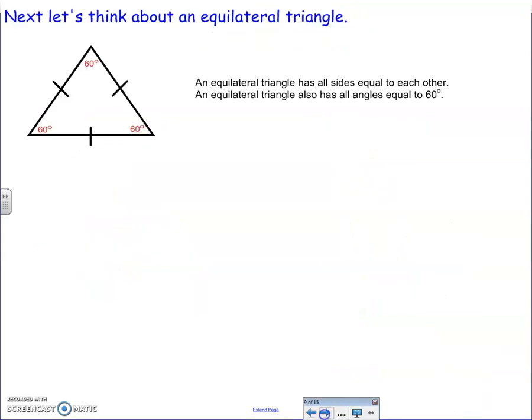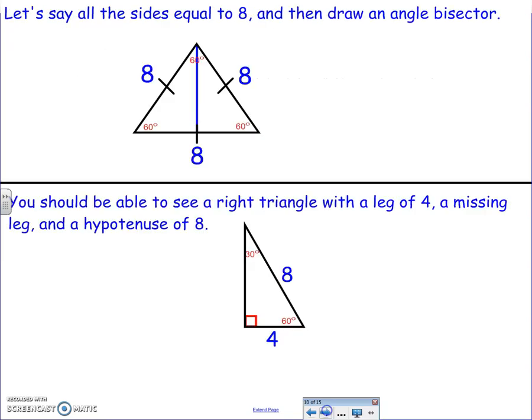Here's the next one. We're going to think about an equilateral triangle. Equilateral triangles have all sides equal to each other and all angles equal to 60 degrees. So there's a little picture with the marks. Let's make all the sides equal 8 and then draw an angle bisector for the top. You should be able to see a right triangle with a leg of 4 and a missing leg and then a hypotenuse of 8. And if we cut the top angle, 60, this turns to 30. So there's 30. Here's a 90 from the bisector. If that's 90, that means this has to be 90. So again, it's a right triangle.